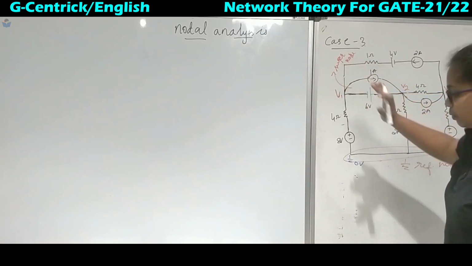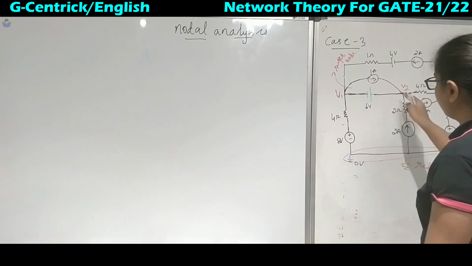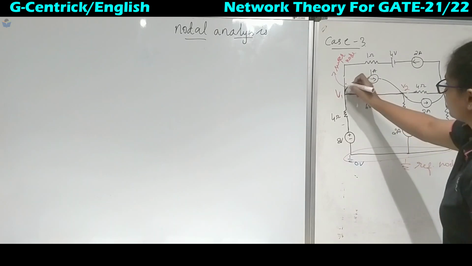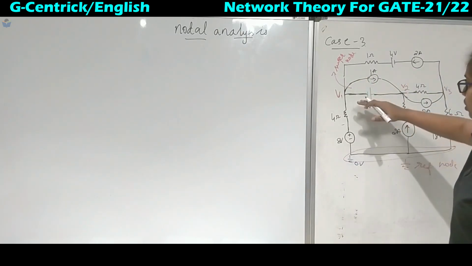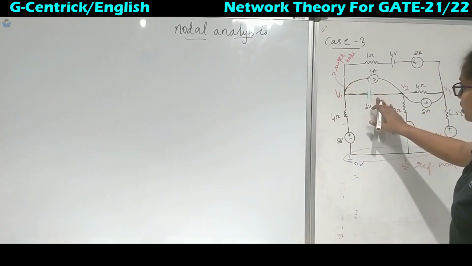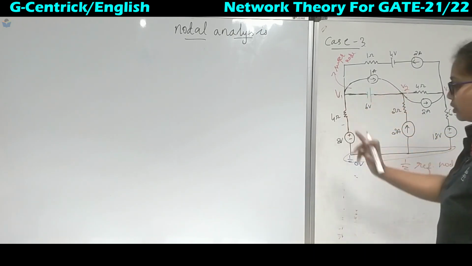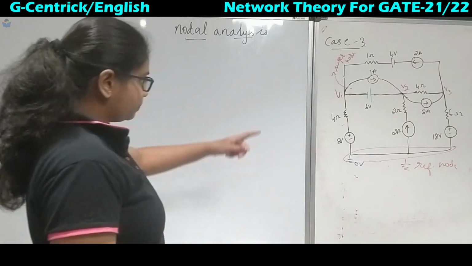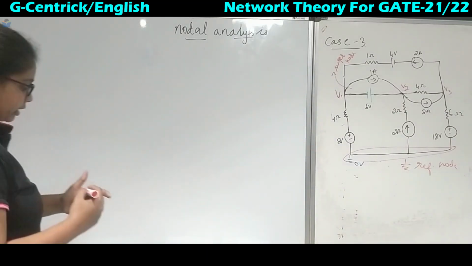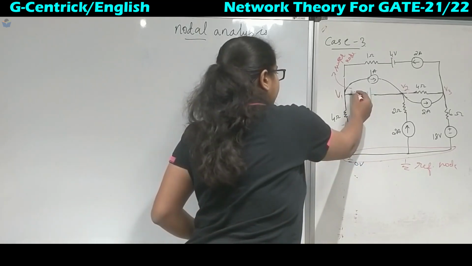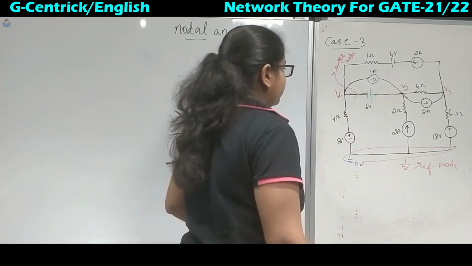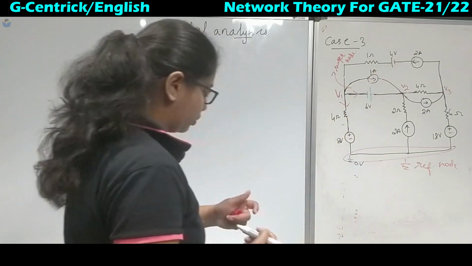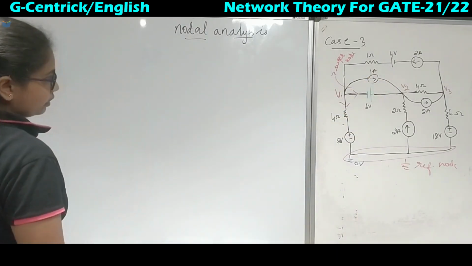While solving the supernode, when you write the equations for V1 and V2 together, you won't write them separately as V1 and separately as V2. Whenever this appears between two nodes, we will write the equations for V1 and V2 simultaneously. So we will see how to do that. For V1, think that current is going in this direction, and here is the outgoing current.